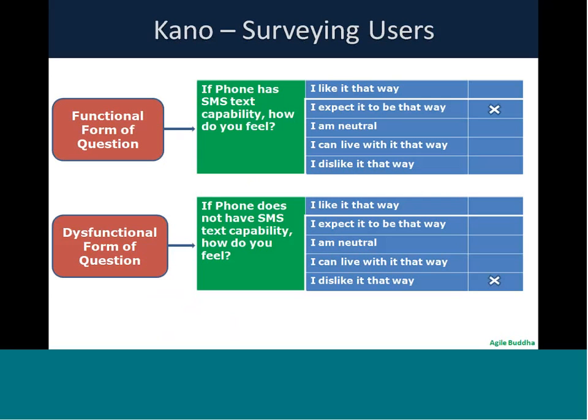I expected it to be that way. He says, okay, I expected it to be. It's supposed to be there. If the phone does not have the SMS text capability, what will happen? The customer says, you know what, I dislike it that way. If it doesn't have it, I dislike that product. So this is how you actually ask questions to your customer, and you get the answers.